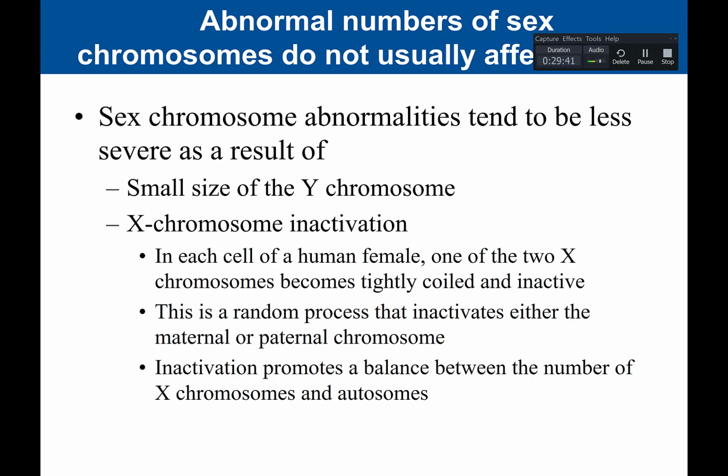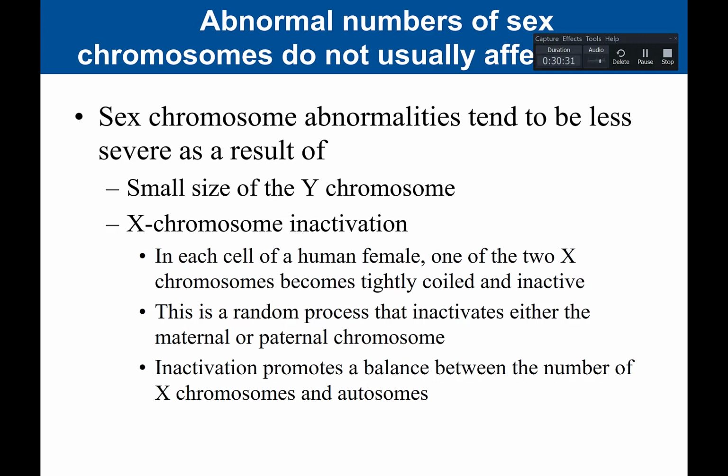Now, sex chromosome abnormalities tend to be less severe as a result of the small size of the Y. So having an extra copy of the Y tends not to be as dramatic because there are not as many genes on that Y chromosome. The other reason is that X chromosomes undergo what is called X inactivation. In X inactivation, in the human female, one of the two X chromosomes becomes tightly coiled and inactive. So while she has two X chromosomes in her cells, only one of the two is being expressed. That makes it a little bit different.